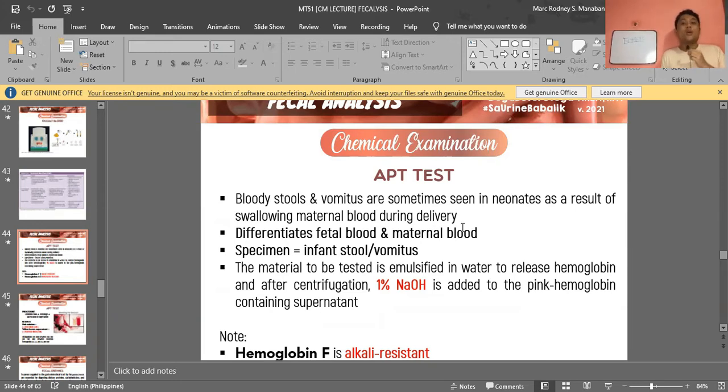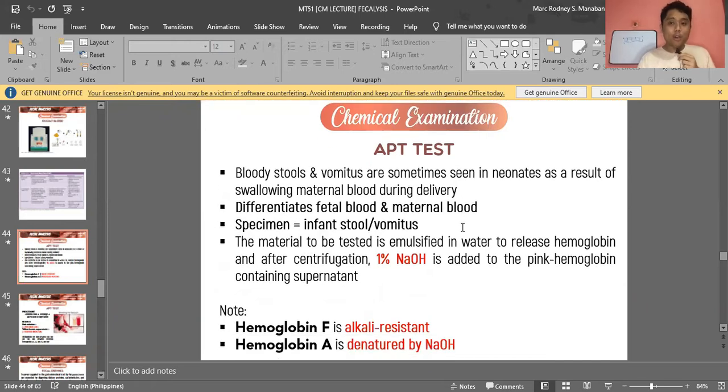Press the buzzer, you have 1% NaOH. Okay, so it's an alkaline substance. So, the principle is that hemoglobin F is alkali resistant, meaning dili siya ma-denature by NaOH, all right? And hemoglobin A, which is your maternal blood, di ba, sa adult, is denatured by NaOH. All right? Okay, so what are the expected results?